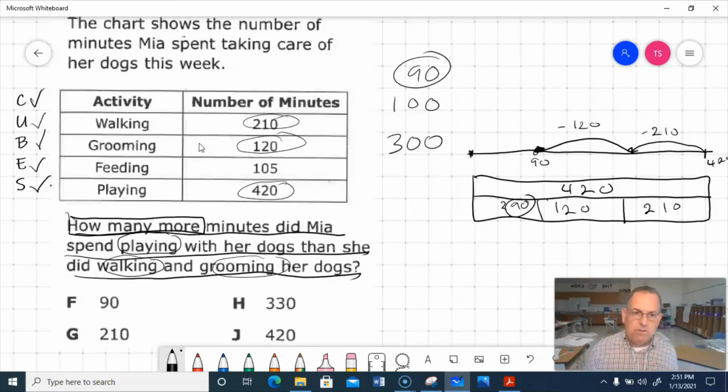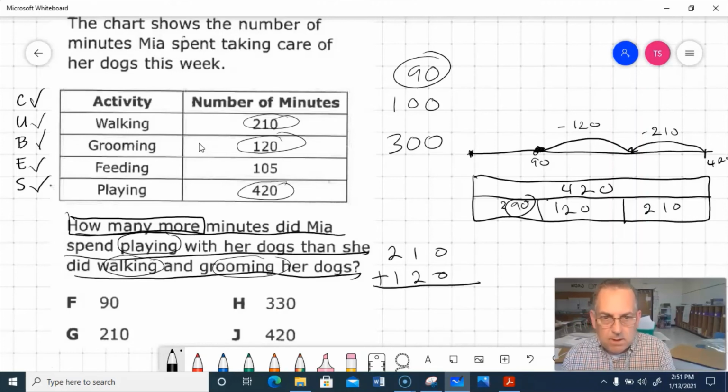Okay, if we're solving this problem using just regular computations, what would be the first thing we would do? Yeah, the first thing we would do is add together the walking and grooming time. So we would add together the 210 and then 120. So what is 210 plus 120? Yep, that's correct. That would be 330 minutes that they spent walking and grooming the dog.